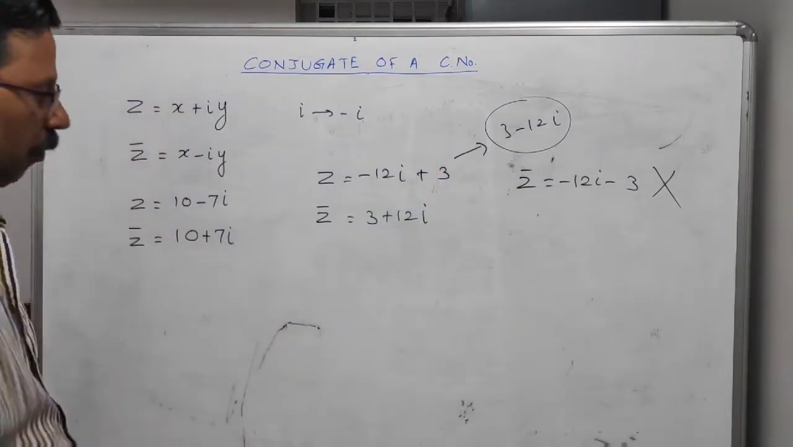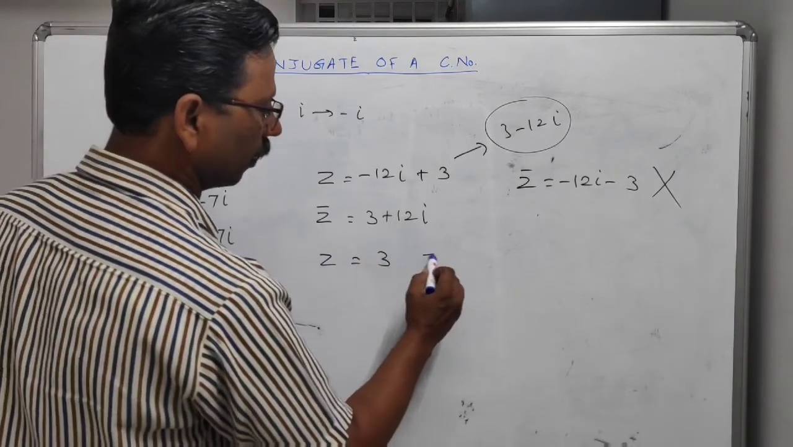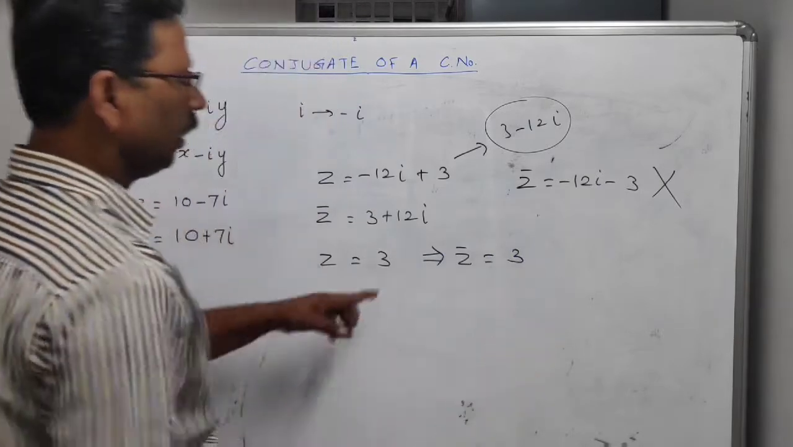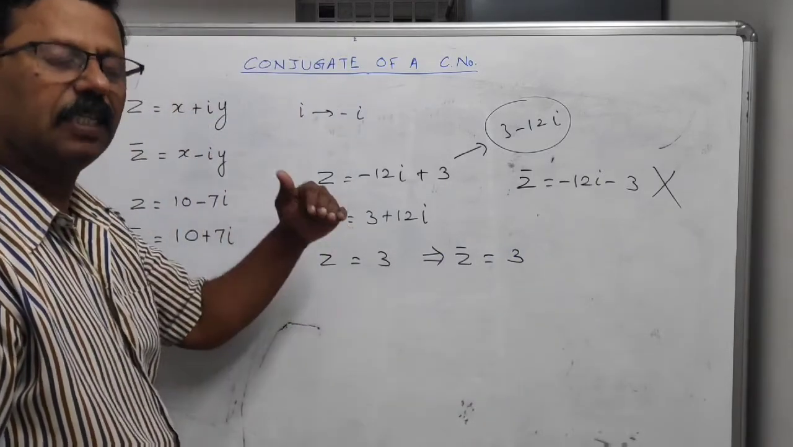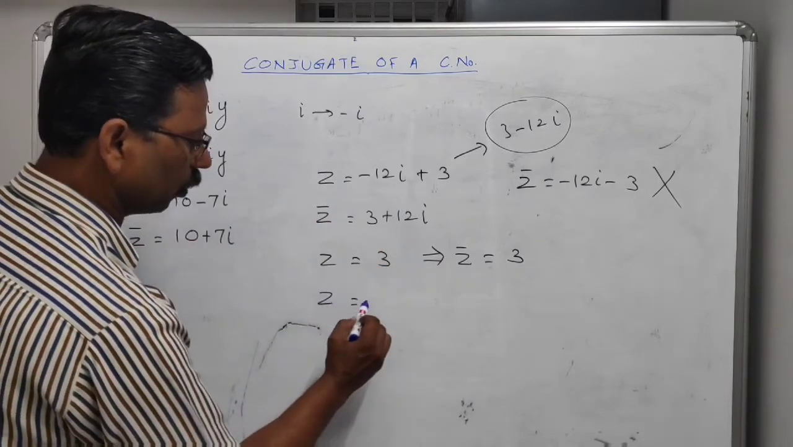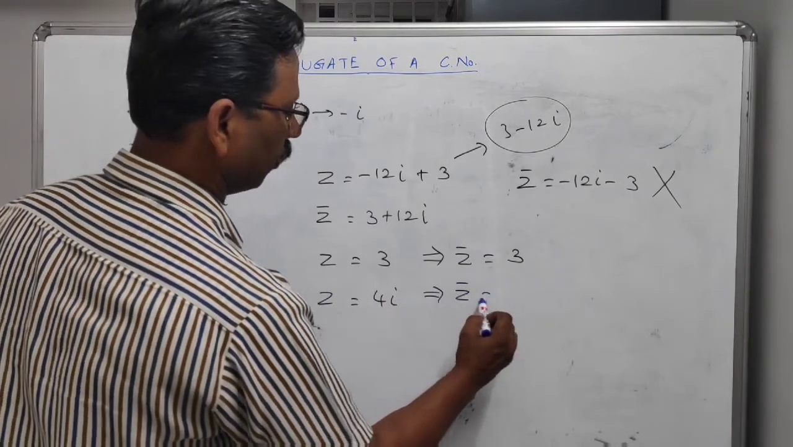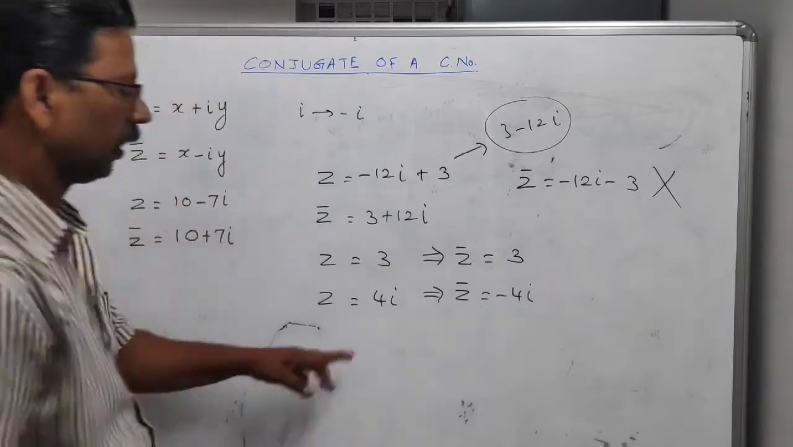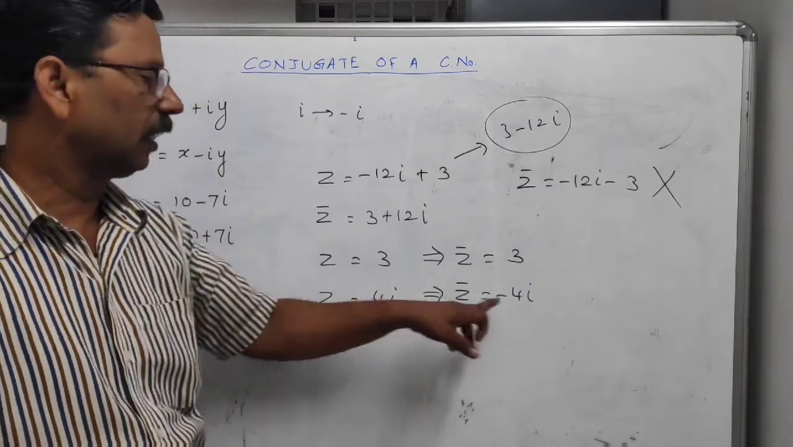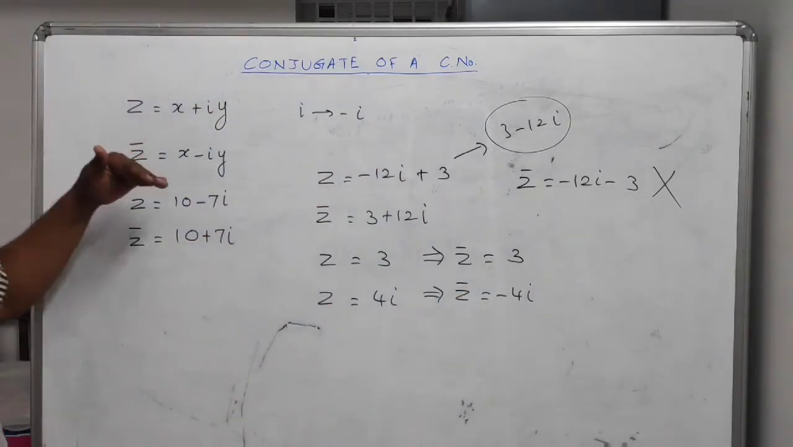Suppose you have z is equal to 3. What is z bar? That is also 3, because there is no imaginary unit. If there is an imaginary unit, you have to change its sign. Suppose z is equal to 4i, what is z bar? Z bar is equal to minus 4i, because here we have the imaginary unit i. Therefore, you have to change the sign of this part, and you get minus 4i. Likewise, we can find the conjugate of a complex number.